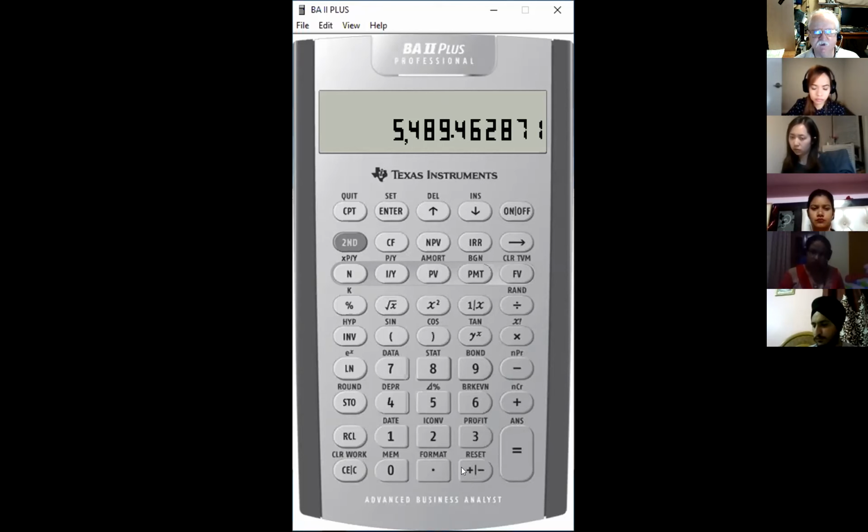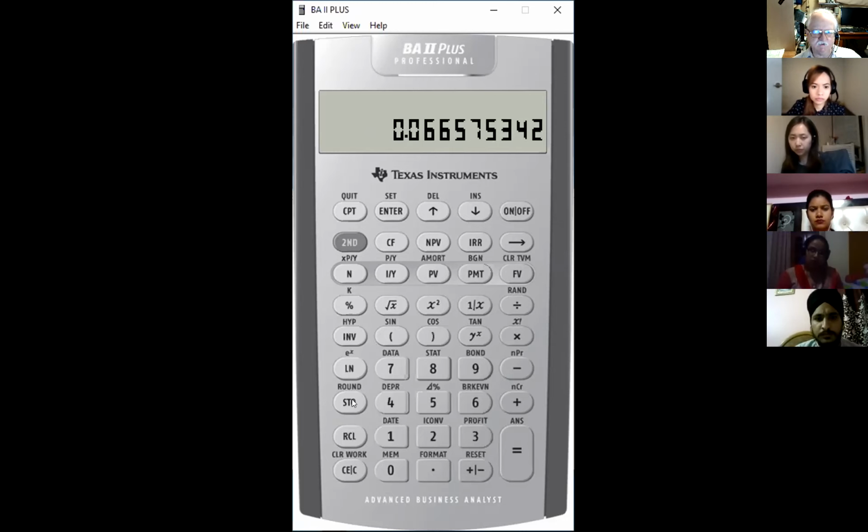That process of using this plus minus and this 1 over x, we could do this without using either of those. Let's clear it and do it without using either of those buttons. Let's do 270 divided by 365. And then we've still got to go times 9% equals.